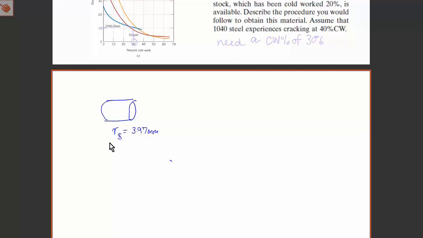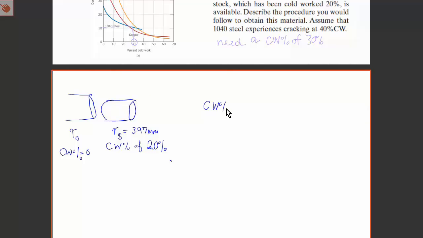We know that this has a cold work percentage of 20%. What I'd like to do now is to find out what the original diameter must have been, or the original radius, and I will call that R sub 0. We can figure out what R sub 0 must have been, when the cold work percentage equals 0, by using the equation for cold work.